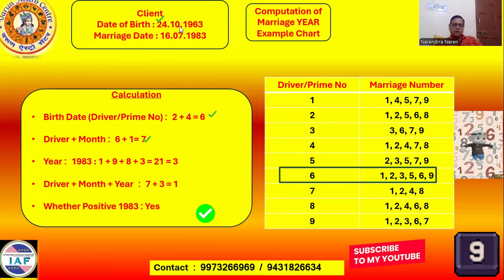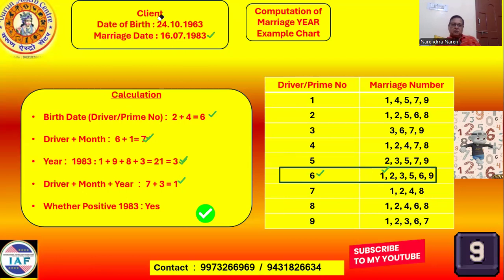2, 4, 6 plus 1 plus 0, 7. And when we add together 1983, we are getting 3. So 9, 1, 10, 8, 18, 3, 21. So 3 is coming. Now when we add this together, we are getting again 1. And the 6, since prime number is 1, 6. And against the 6, we are getting 1 here, which is the marriage year, which we derive from the calculation. So here also it is confirmed.